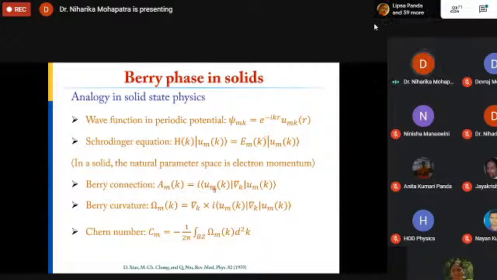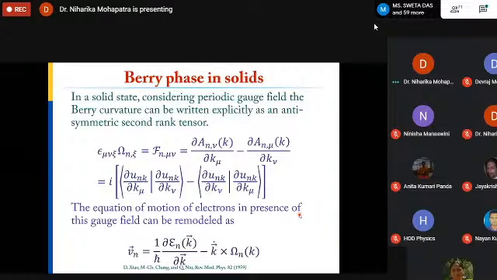Here for our states, I take u_mk, or u_nk. So taking the Bloch states also, the Berry connection and Berry curvature are expressed like this. I'll come to the Chern number also in the next slide. So now what is the link?